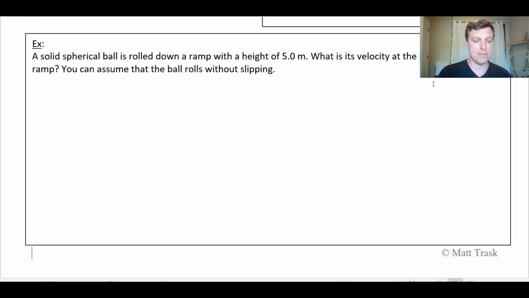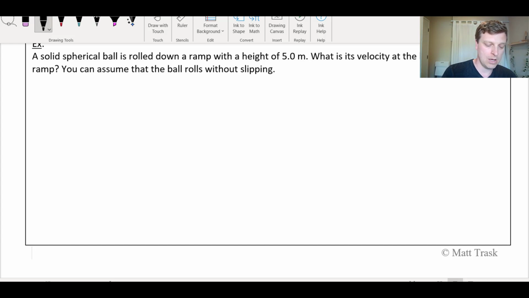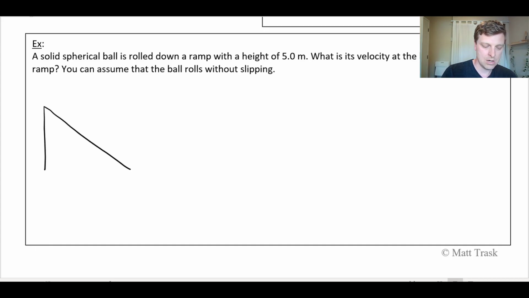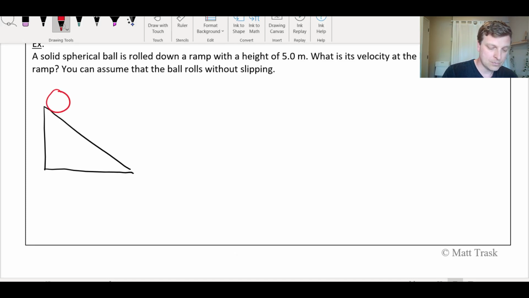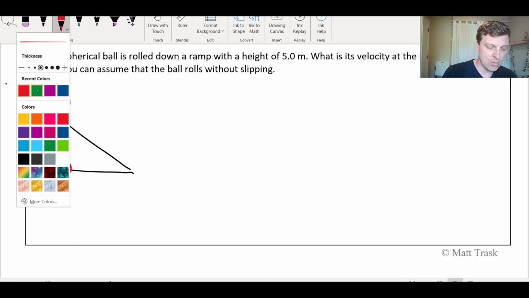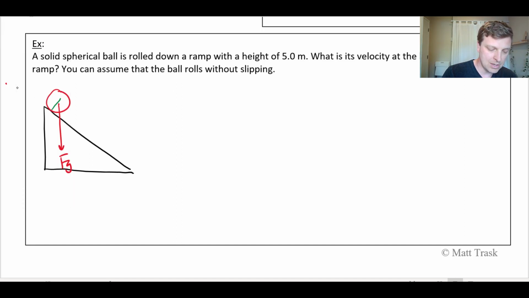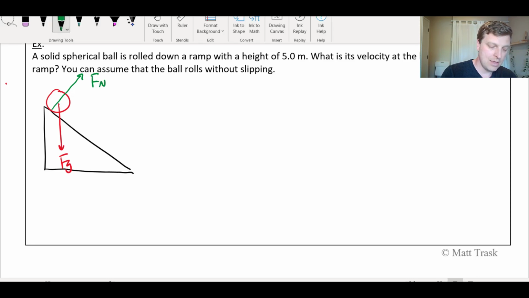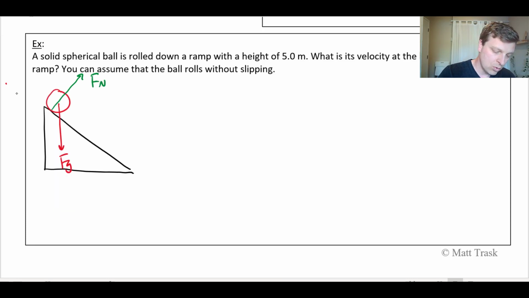So a solid spherical ball rolling down a ramp. Okay, well, let's draw ourselves a little picture. And so the ball rolls down the ramp, and as it does, let's just draw our forces because it's just good practice. So I've got a force here, force of gravity. I've got a normal force. Now the normal force is going to actually be on the surface pushing upwards. There's my normal force. And then the friction force would actually be right here at this edge pulling up the ramp.